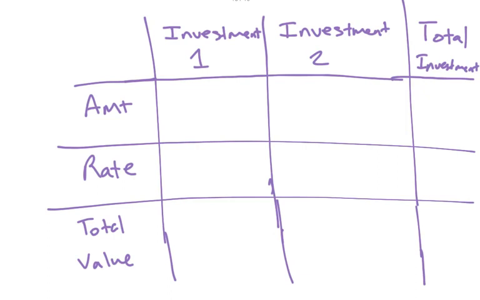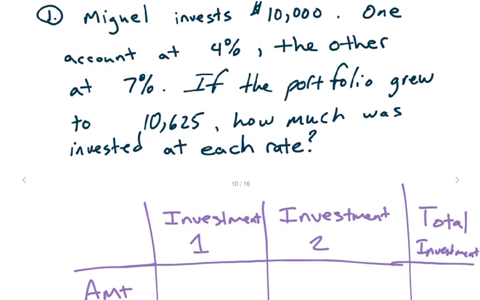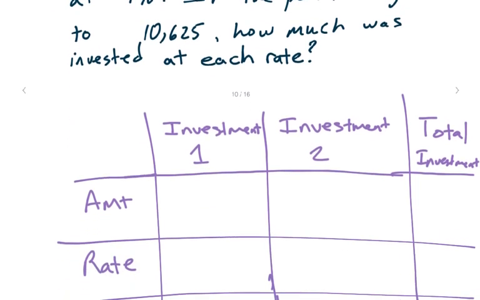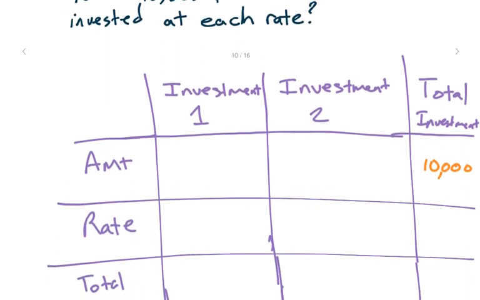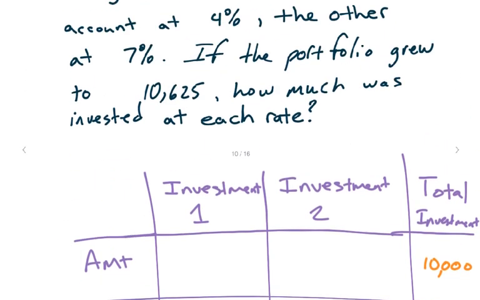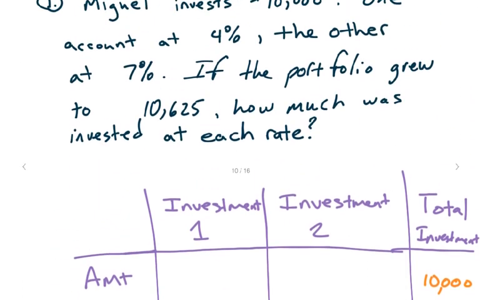Well, first let me put in the values correctly. So he invests $10,000, right? One account at 4%, the other at 7%. If you invest $10,000, would that be investment 1, investment 2, or the total investment? Clearly that's going to be the total investment, 10,000. And then we have one at 4%, so the rate would be 4%. Notice 4% is 0.04, because 4 over 100 is 0.04. And the other one is 7%, so 0.07 here. Hopefully that's not too bad.